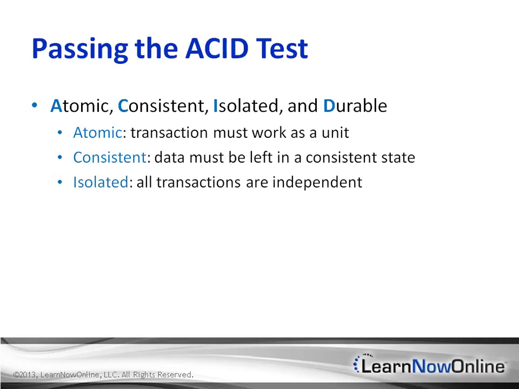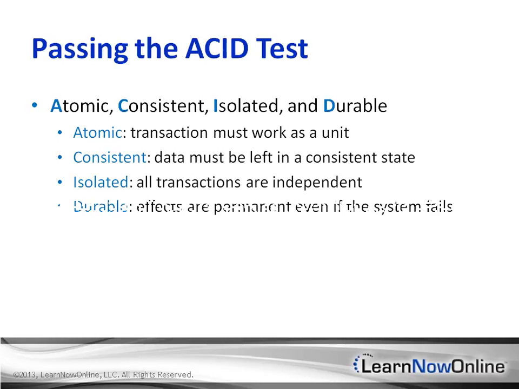Transactions also must be isolated. This means that they have to be independent of the data operations of other concurrent transactions. Concurrent transactions can see data changes only before other operations are complete or after other operations are complete. And then it needs to be durable, which means that after the transaction is complete, the effects are permanent even if system failure occurs. And there are various features built into SQL Server that help enforce these conditions.